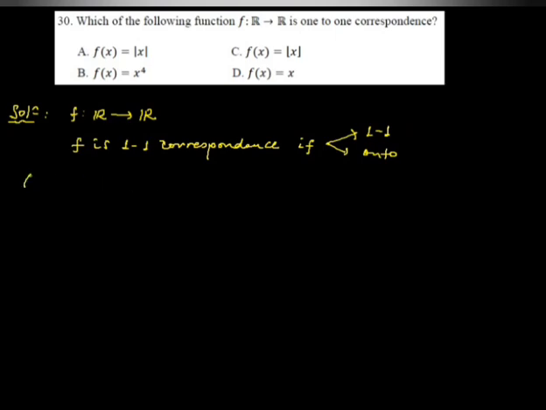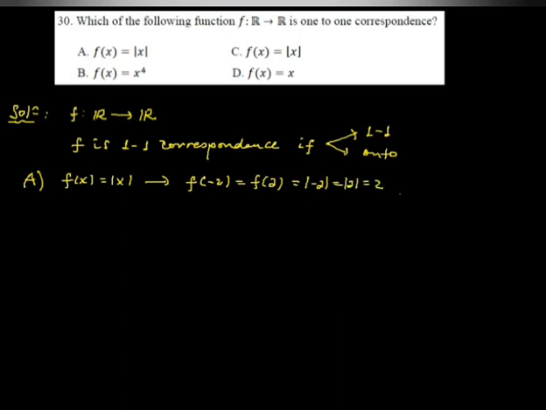So let us see the choice in A. In A we have f of x is equal to absolute value of x. Is it a one-to-one correspondence? Let's check for one-to-oneness. For this function, f of minus 2 and f of 2 are the same. Both absolute value of minus 2 and absolute value of 2 are 2.